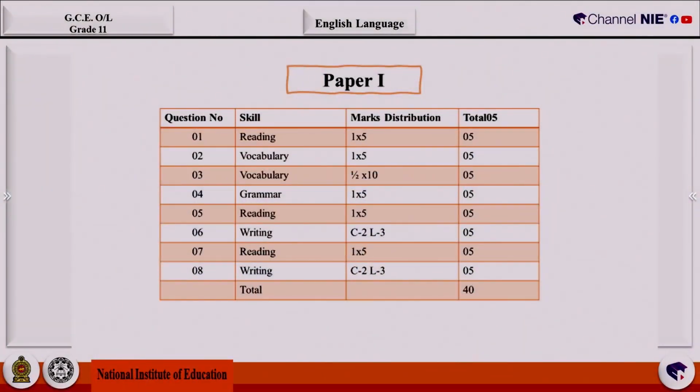Language. So for content you are given 2 marks, and language you are given 3 marks, and we will be discussing how will you get marks for these things later.